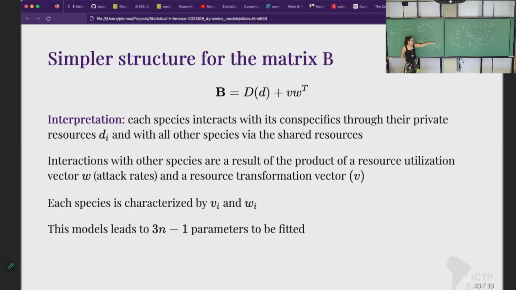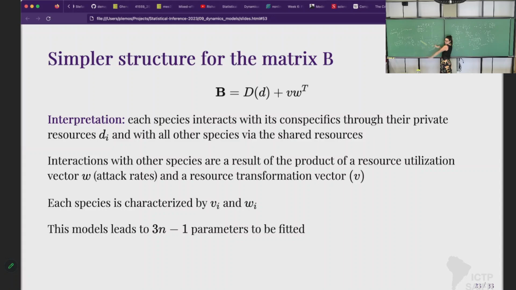Here what we want to do is find a way to simplify this matrix B instead of having to fit n square parameters. Can I simplify and reduce the number of parameters? The first reduction that we can do is to consider these private resources plus some transformation and attack rate parameters. This combination of these three things leads to 3n minus 1 parameters. So now instead of having to fit n square, this is what we have to fit. This is all you have to do to build your B matrix: you sum these two matrices.